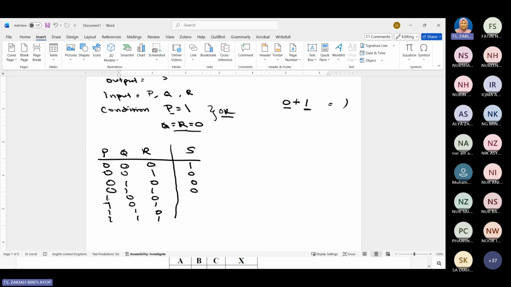Now let's look at P here. P is equal to 1. So automatically, if one of the conditions is 1, the rest doesn't matter. 1 plus 1 is also 1. Remember the truth table, 0 plus 0 is 0, like that. So here, because P is equal to 1, automatically this will become 1, this will become 1, this will become 1, this will become 1. Now you have the condition, you have the truth table.